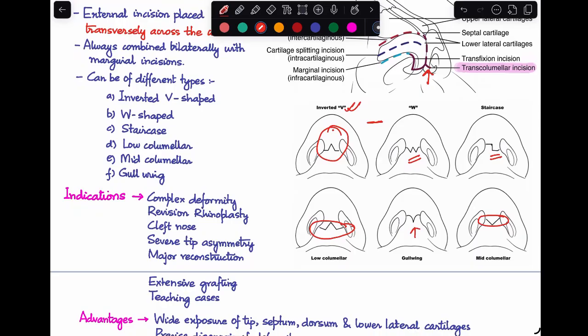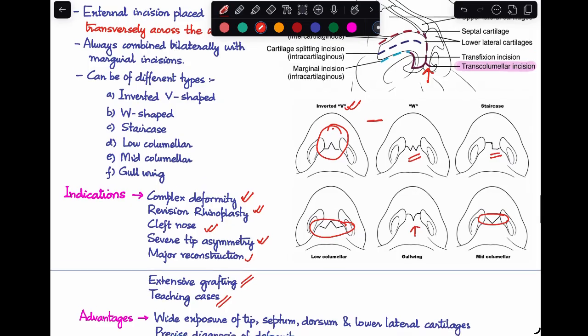So the indications for open or external rhinoplasty become the indications of using the transcolumellar incision. Some indications would be complex deformity, revision rhinoplasty, cleft nose, severe tip asymmetry, major reconstruction required, extensive grafting required, or in cases of teaching purposes. In teaching, doing a closed approach will not give much visual access to the students. So external rhinoplasty is very good for teaching cases.